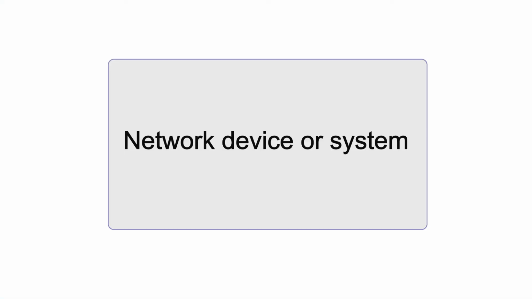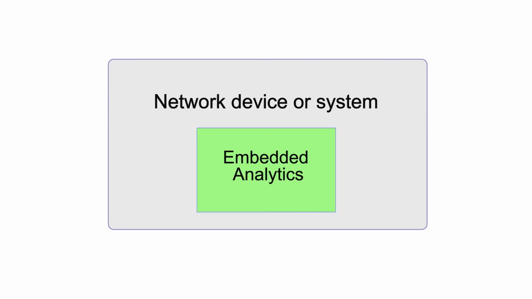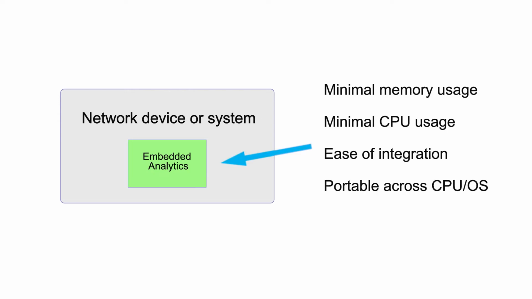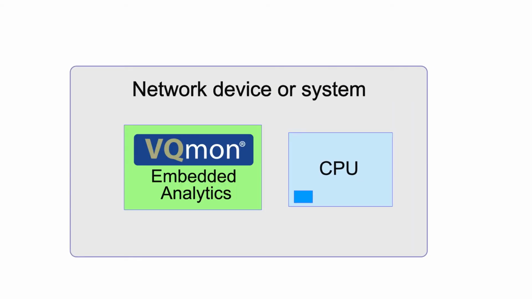Embedded analytics software is designed to be integrated into an existing device or system without consuming significant resources or impacting performance. This is challenging for networking and networked applications, which typically require some level of decoding per packet. It is essential that embedded analytics software has minimal memory usage, minimal CPU usage, is easy to integrate, and is portable across operating systems and processors. VQmon takes as little as 1/1000th of a MIP to monitor a voice over IP call and is available for all common processor families and operating systems.